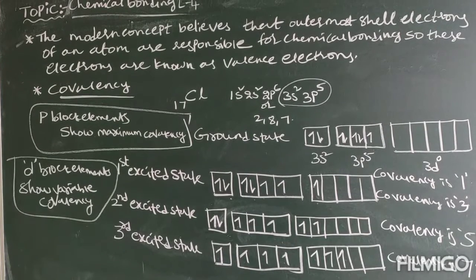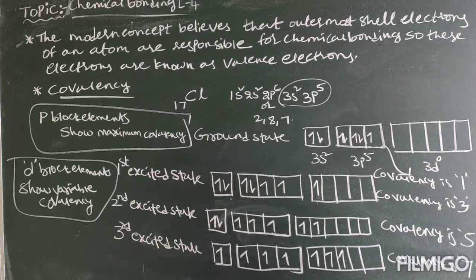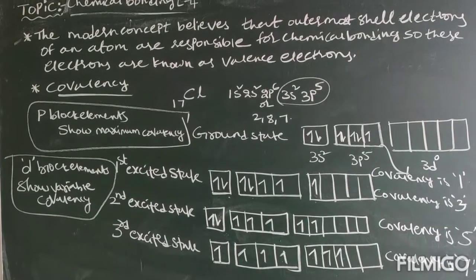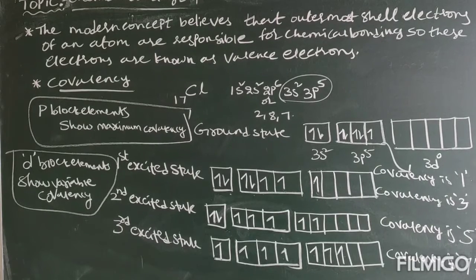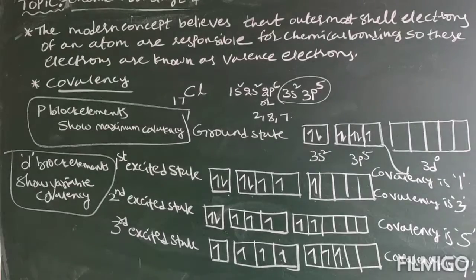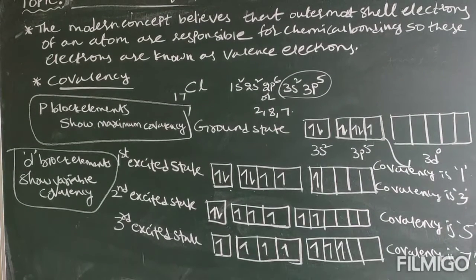See, first excited state. In ground state, the covalency is 1 only. But in the first excited state of chlorine, the covalency is 3. And in the second excited state of chlorine, the covalency is 5. And in the third excited state, the covalency is 7. Okay? You can note down the definition of the covalency clearly.